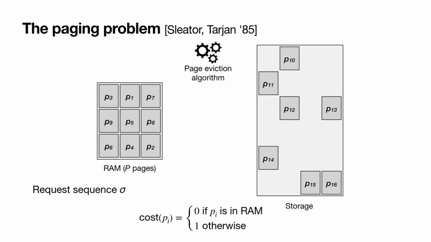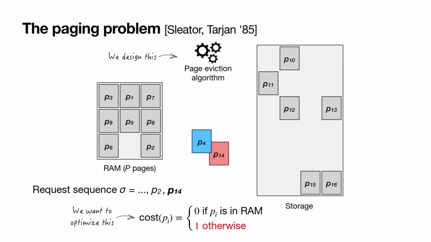Moreover, if RAM is already full, we need the page eviction algorithm to make room for the incoming page. So the paging problem consists of designing the page eviction algorithm in a way that optimizes the paging cost. So suppose the next page in the sequence sigma is P2. This page is in RAM, so the access cost is 0. The next access is to P14, but in this case the page is in storage, so we need to fetch it. Since RAM is full, the page eviction algorithm has to pick a page, and then we can swap these two pages. The cost of this access is 1.